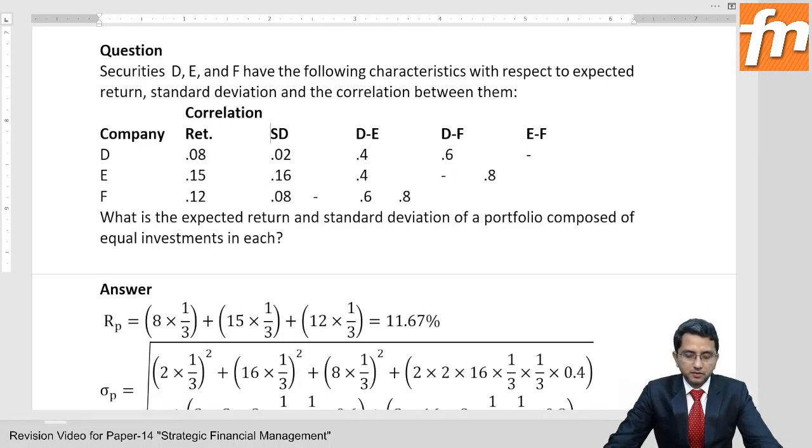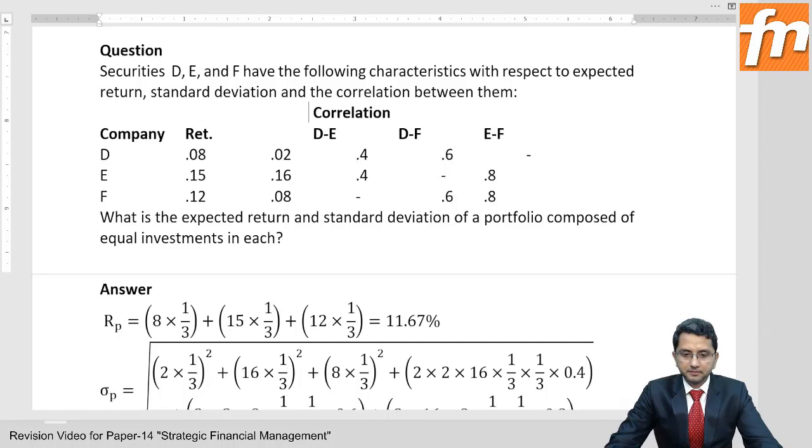Just a minute. Some alignment is disturbed, so I will quickly correct it for you. Just give me 1 minute. This is perfect.